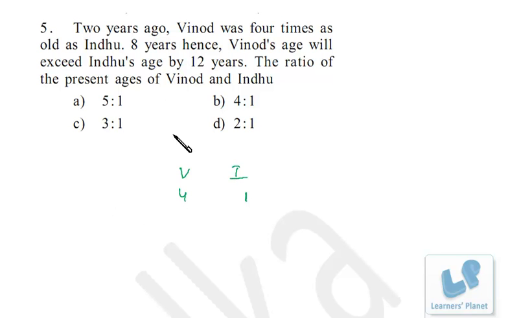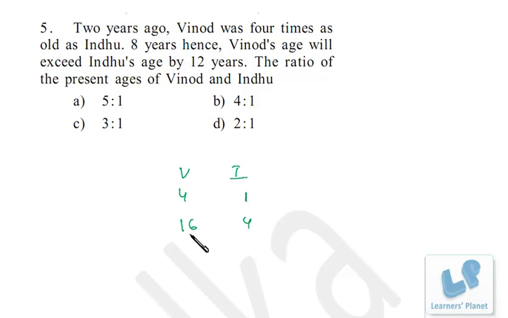So this is 2 years ago, and 8 years hence, Vinod's age will exceed Indu's age by 12 years. So we have to find out the present age. Now friends, it is very simple. See, at any stage of time, the exact difference between the ages will remain same, right? Now here the ratio is 4:1, and the difference is 3 parts, and this difference is actually 12 years. That means 3 parts is actually 12 years. That means 1 part is 4 years, right? So 4 parts will be 16 years and 1 part is 4 years. So that is the age of Vinod as well as Indu 2 years ago, right?